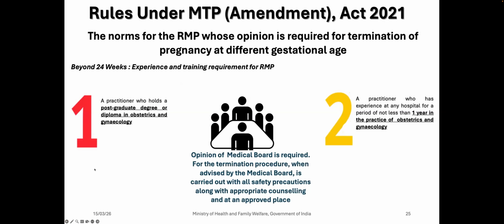And the RMP's opinion is required for termination of pregnancy at different gestational ages. We already discussed that when we say RMP, it should be a practitioner who holds a postgraduate degree or diploma in obstetrics or gynecology, or who has 1 year of practice experience in obstetrics or gynecology. And along with that, a medical board is important when you go beyond 24 weeks of gestation.